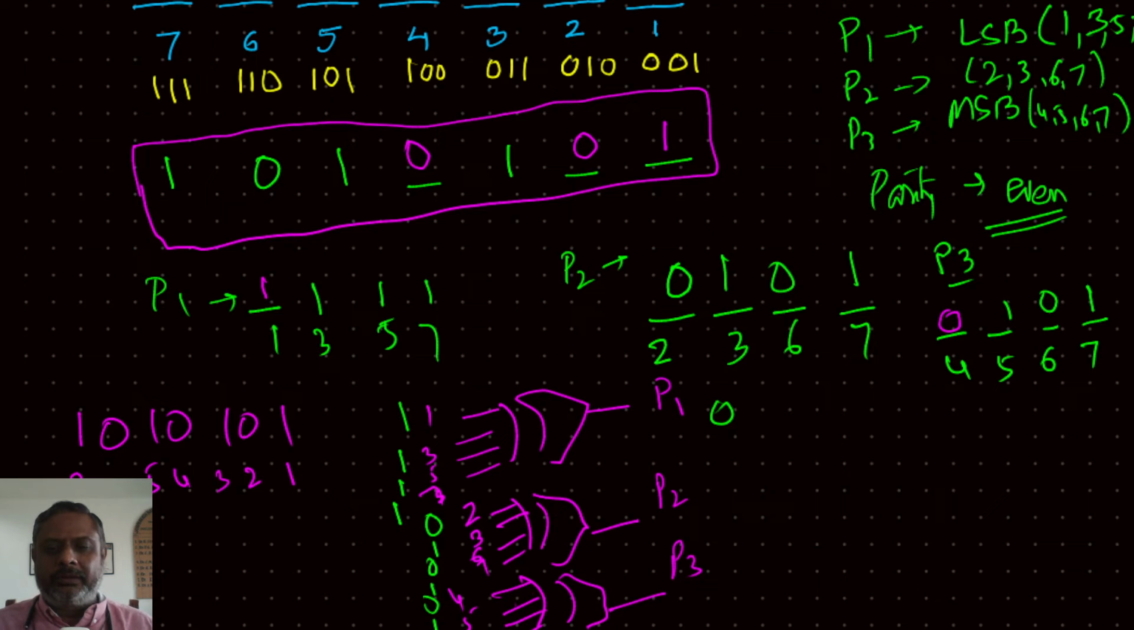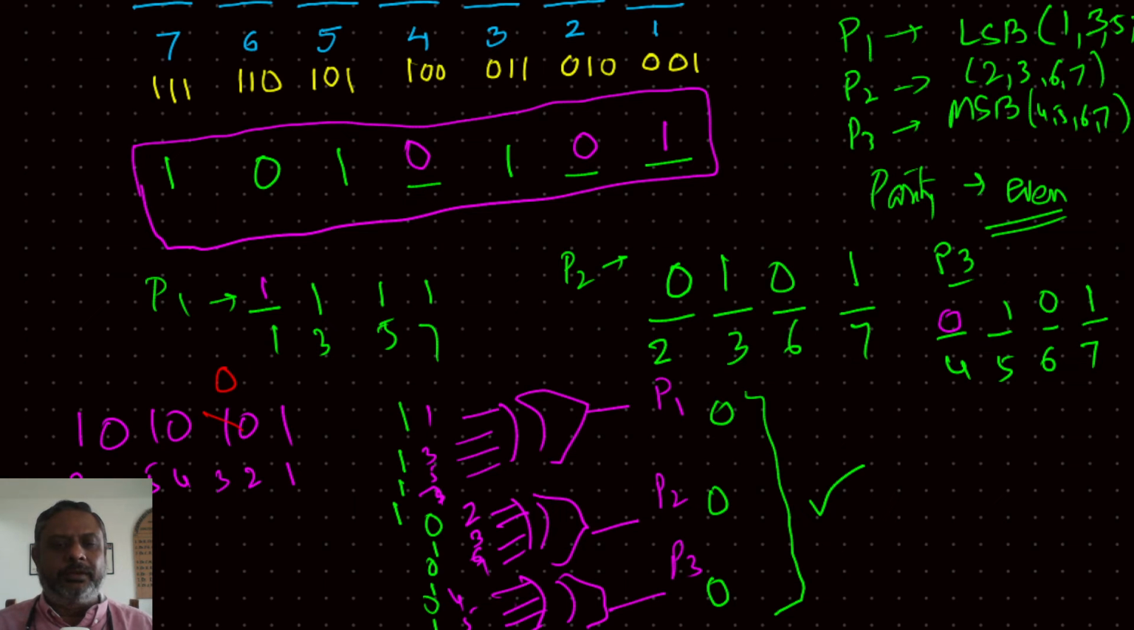If you look at P2, 1 and 2, 2 ones are there, which is again even. So when you XOR, you get a 0. And at P3, again you have 2 ones. So if you XOR, you get 0. That says P1 is 0, P2 is 0, P3 is 0. All 3 are 0. That says that there is no error. Done.